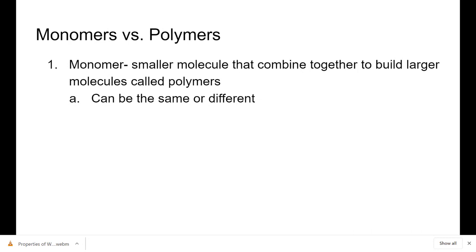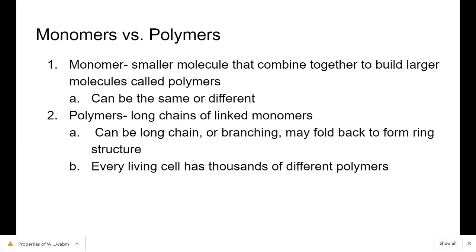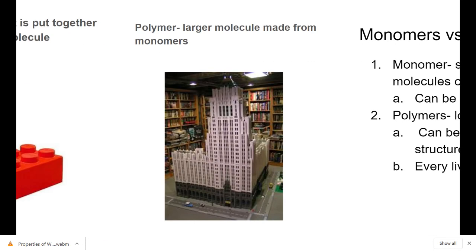These monomers can be a bunch of the same thing, or they can be a bunch of different things when I put them together, and we're going to see a lot of examples of that. Polymers are basically when I link or put monomers together, I build a polymer. They can be long chains, they can be branching, they can form rings. Again, this is all stuff that we're going to see as we move through this unit. Every living cell is made of and has thousands of different polymers. Every living cell is made of these polymers.